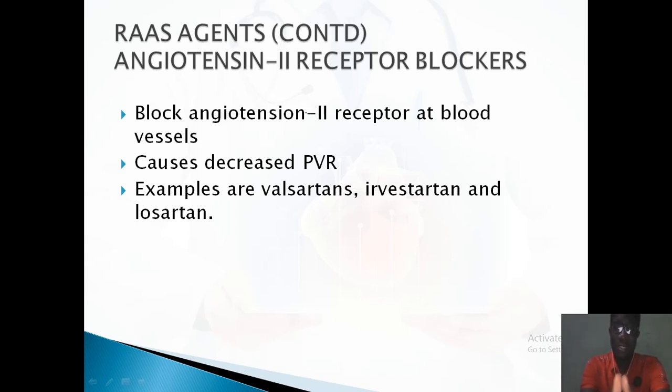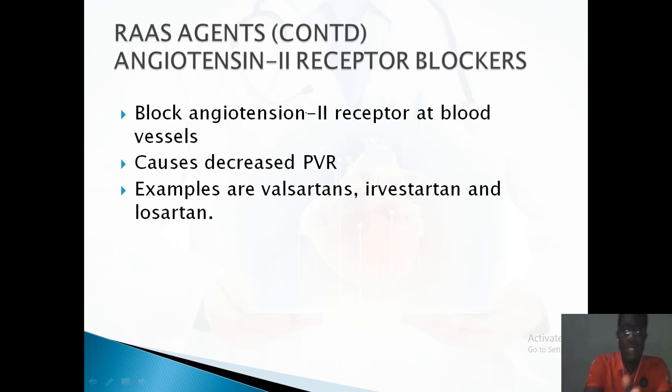the angiotensin 2 receptor blockers like valsartan, irbesartan, and losartan are like, hey, hold up, you can't work here. We don't do that here. So they block angiotensin 2 receptors at blood vessels. Because of this, angiotensin 2 cannot work, no matter the amount of angiotensin 2 in the blood vessels. The effect is very much decreased.